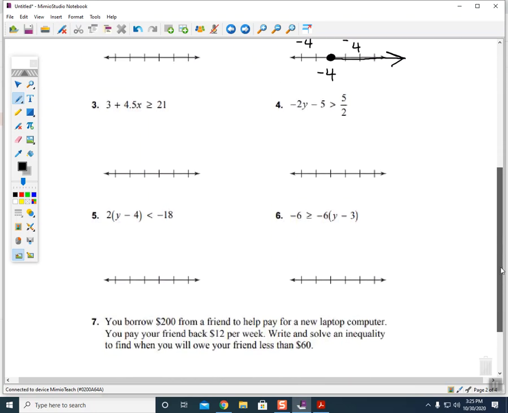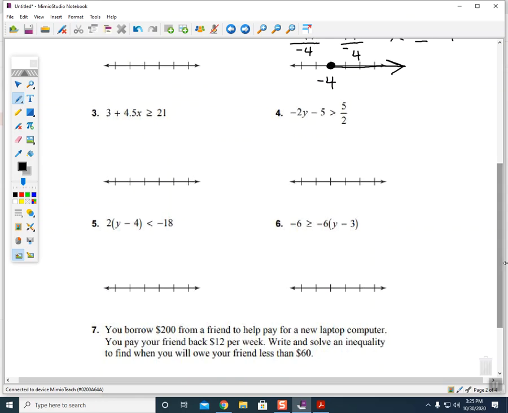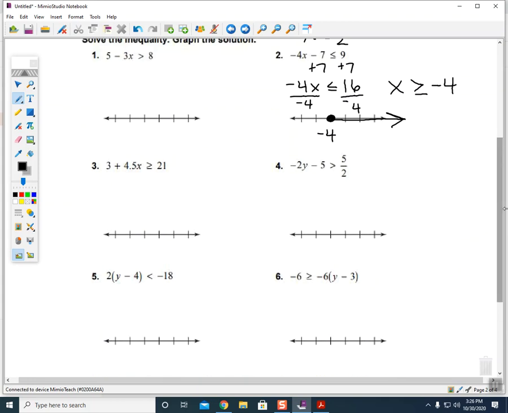Let's look at 4. Let's just do the evens together, I guess, and then you can do the odds on your own. Okay, this one is tricky because we've got fractions, right? So again, my first step is I'm doing my addition and subtraction. So I'm going to add 5 to both sides. So I'm going to have negative 2y, and then I'm going to have 5 over 2 plus 5. So this would be the same thing as 5 is 10 over 2, right? So I could take 5 over 2 plus 10 over 2. It's going to be 15 halves.